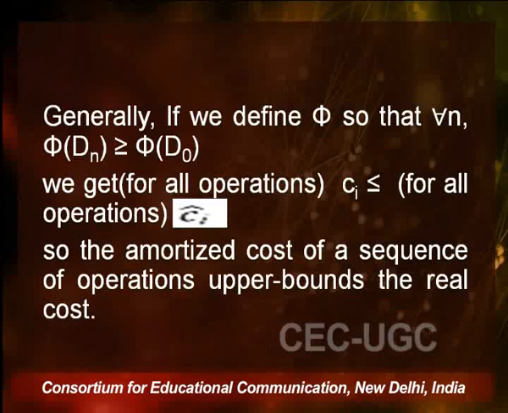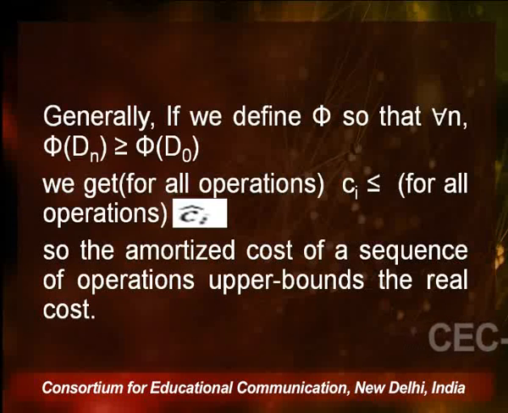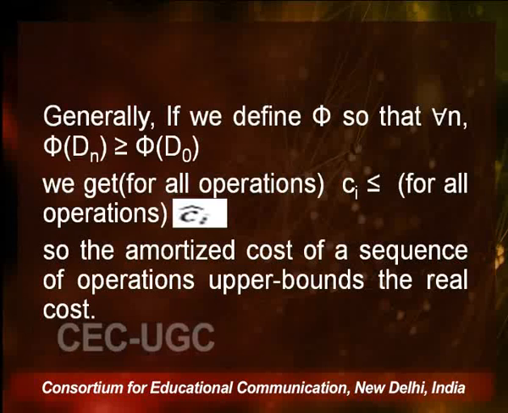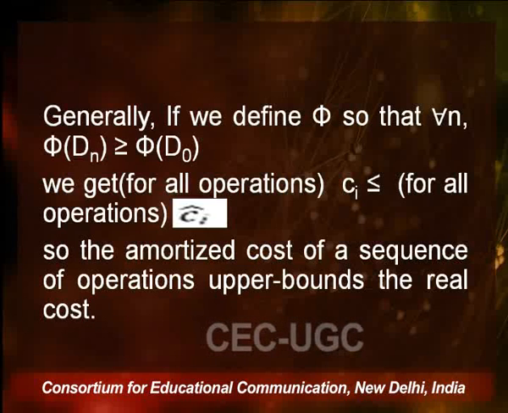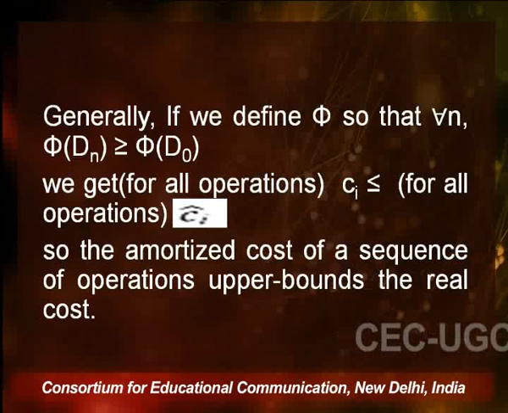By ensuring that phi of D_n is greater than or equal to phi of D_0, that is, the potential of the data structure at the nth operation and the potential of the data structure at the initial state, which is the 0th operation, we can say that for all operations the actual cost is less than or equal to the amortized cost.